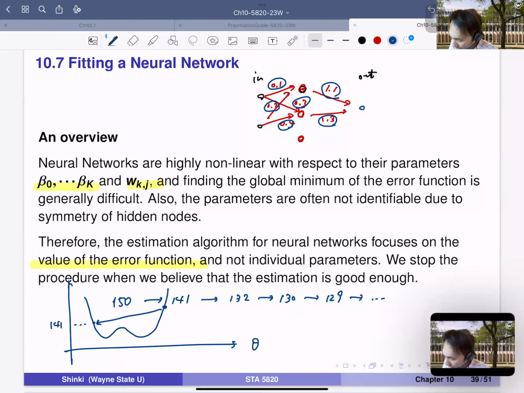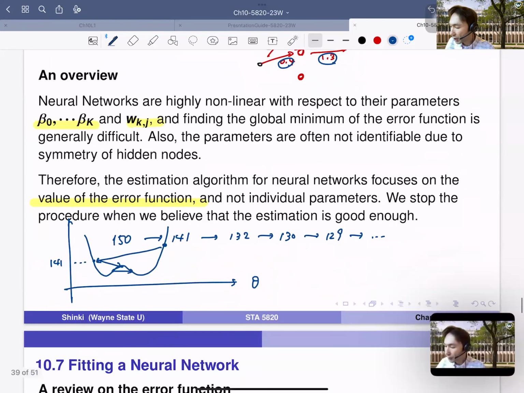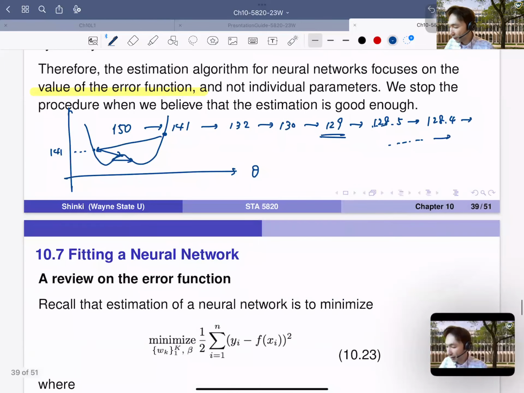And maybe 132 is here, and 130 is here, 129 is here, or something like that. We don't really see how parameters are moving. So we just focus on this number, the value of the loss function. And if it stabilizes, if this becomes 128.5 and 128.4 or something, and it stays the same for several iterations, then we just see this as convergence.